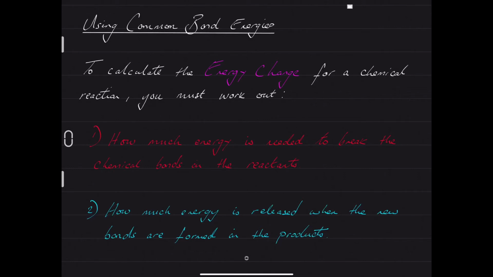So I'll repeat that again. If you want to work out the overall energy change, the first step is to calculate how much energy is needed to break the chemical bonds in the reactants. Then once you've worked that out, then you calculate how much energy is released when the new bonds are formed in the products. So can you take down the steps for working out the energy change for a chemical reaction? These two steps.